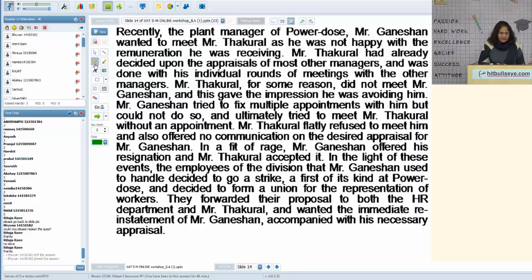So Mr. Thakural was going through this appraisal thing and had already decided upon the appraisals of most of the other managers. And Mr. Ganeshan, he wanted to meet. Now Mr. Thakural is busy. So this gave the impression to Mr. Ganeshan that maybe he was being avoided intentionally. Most of the situations you find that things go wrong because people start questioning the intentions behind the actions. So here Mr. Ganeshan is doing that.